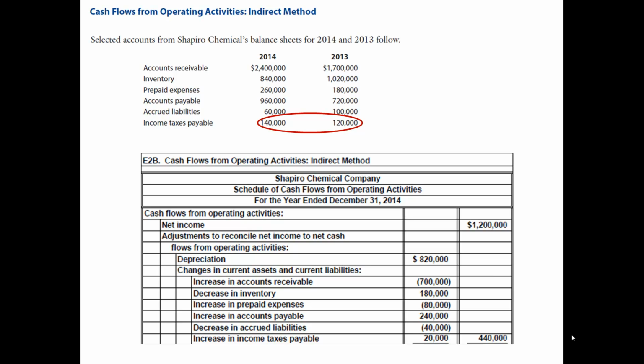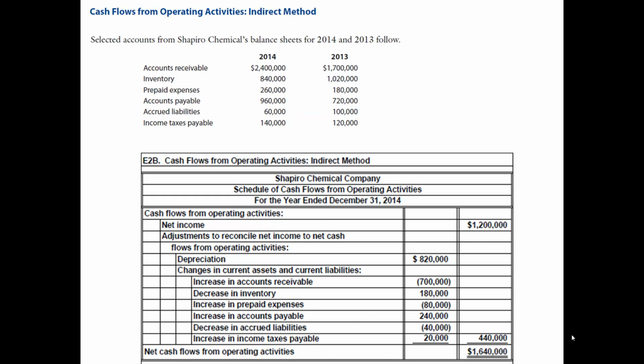So after we account for everything that affects our net income, which in this case is depreciation, and then our changes in current assets and current liabilities, we end up with a net cash flows from operating activities in the amount of $1,640,000. So just a note on the calculations, anytime you put it in parentheses, you subtract it out. So this number, this 440,000 is 820 minus 700 plus 180 minus 80 plus 240 minus 40 plus 20,000.